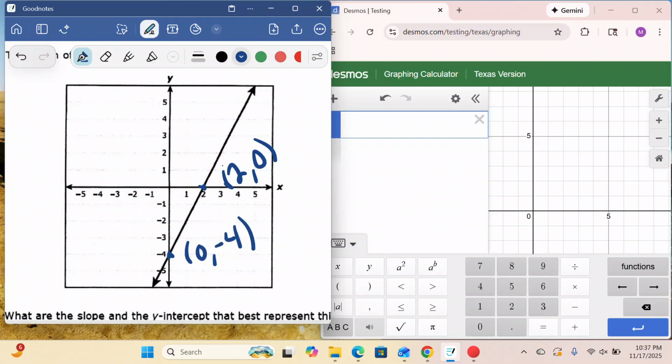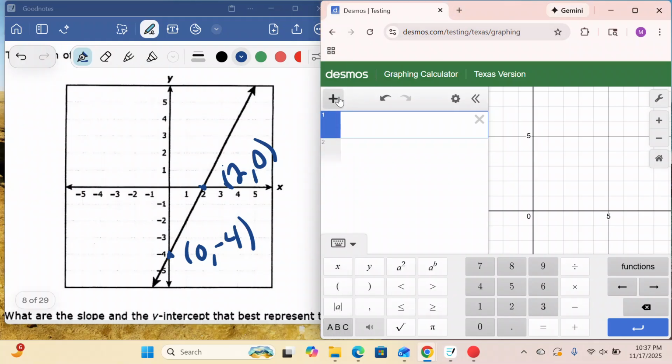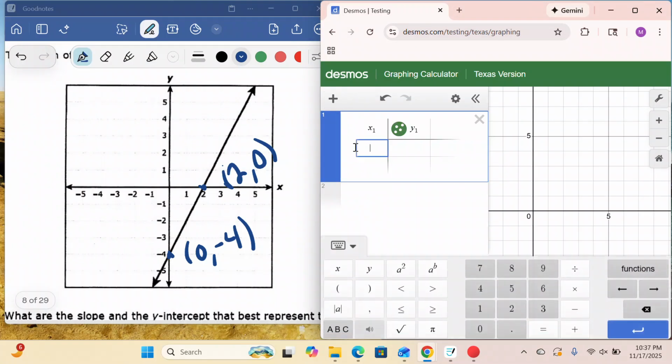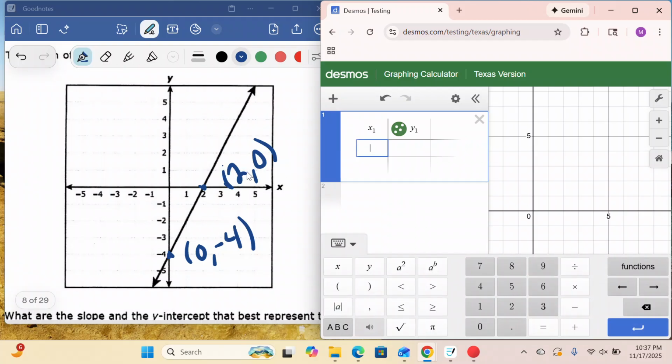And just by knowing those two ordered pairs, I can input them into Desmos via the table format. So all I'm going to input is here 2, 0. So I'm going to put 2, 0. And then my second ordered pair is 0, -4.